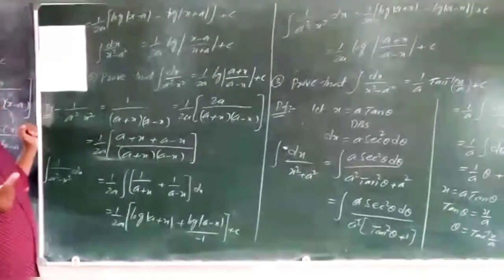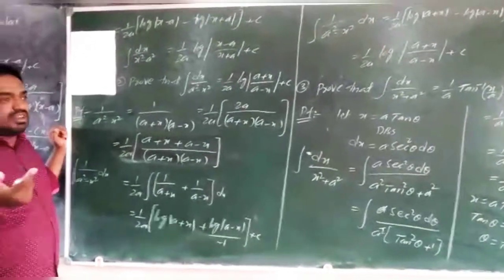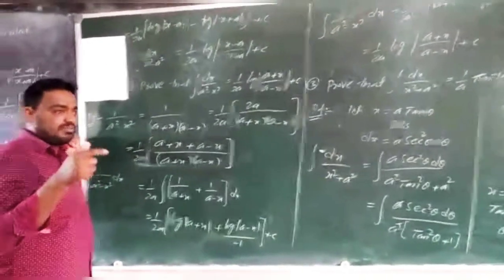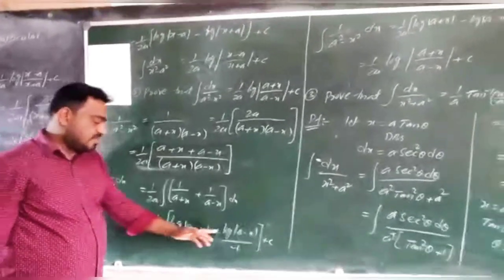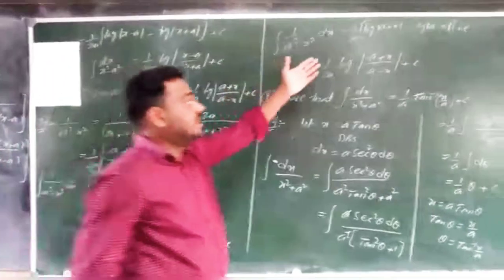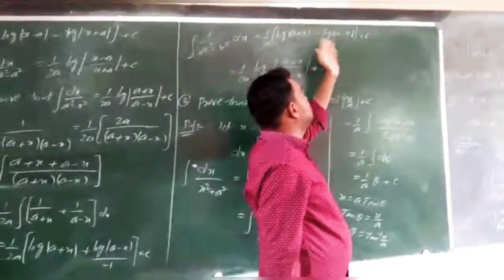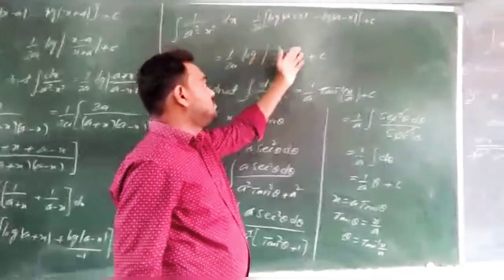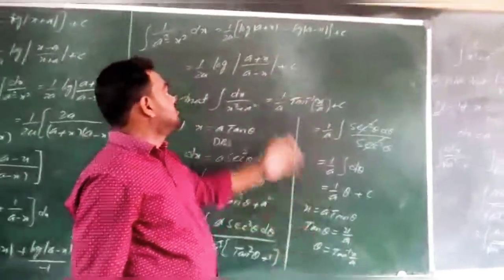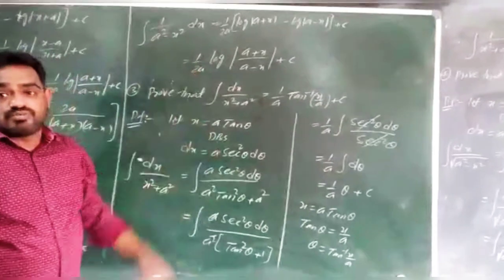Then integration of f of a plus x plus b dx is equal to what? 1 by a into F of a plus b plus c, so that we can specify minus. Next, log a minus log b is equal to log a by b. That is equal to 1 by 2a into log of a plus x by a minus x plus c. This is the proof of the second one.